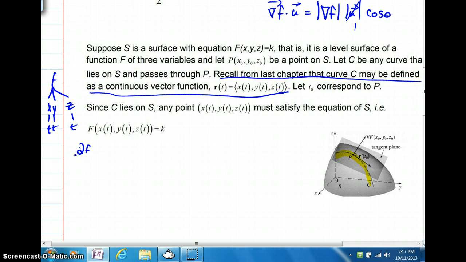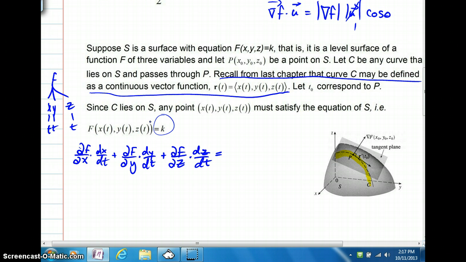Partial derivative of f with respect to x. Chain rule times what? dx dt. Take our derivative with respect to y. Chain rule, dy dt. Take our derivative with respect to z. Well, then we have dz dt. Oh, look at that. That's nice. Then all of a sudden, kids will say, well, the derivative of the right side, what's that? 0.